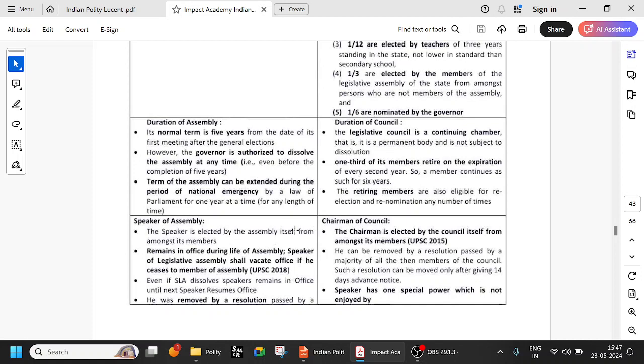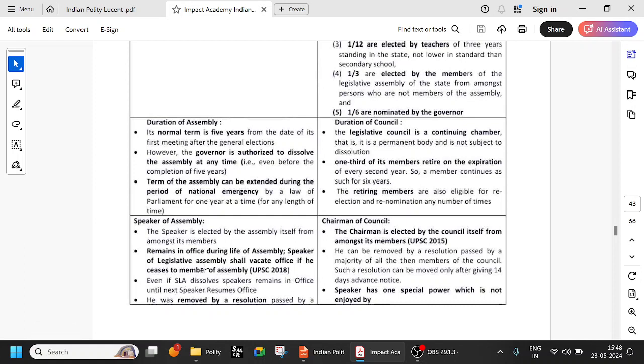The speaker is elected by the assembly from within its members. In Parliament the speaker has to be an MP; here the speaker has to be an MLA. He remains in office during the life of the assembly. The Speaker of the Legislative Assembly shall vacate office if he ceases to be a member of the assembly. So if he is not an MLA, he cannot be a speaker. Even if the SLA, that is the state legislative assembly, dissolves, the speaker remains in office until the next speaker takes over.